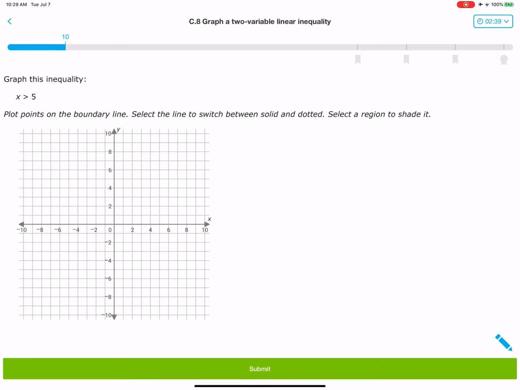x is greater than 5, so we would click on the value of 5, and we would draw our line, and it would be dotted because it is not equal to, and x is greater than, so greater than we think to the right.